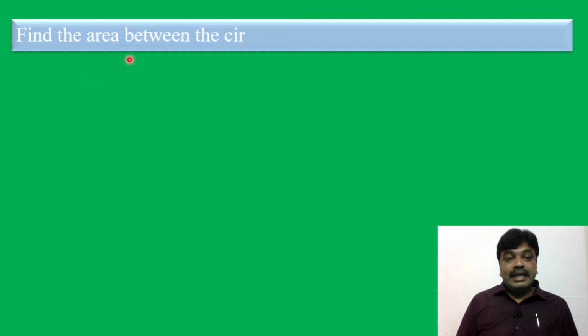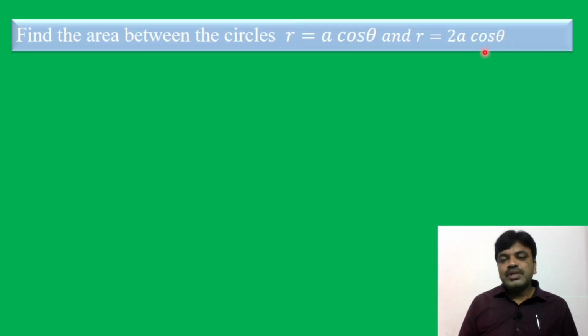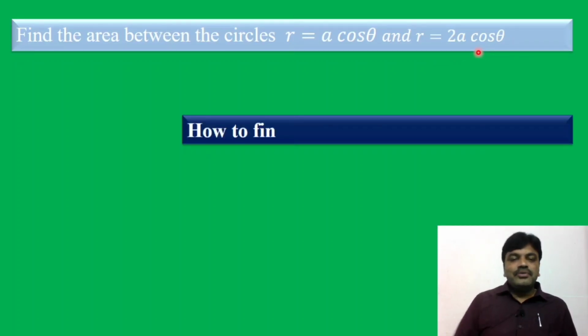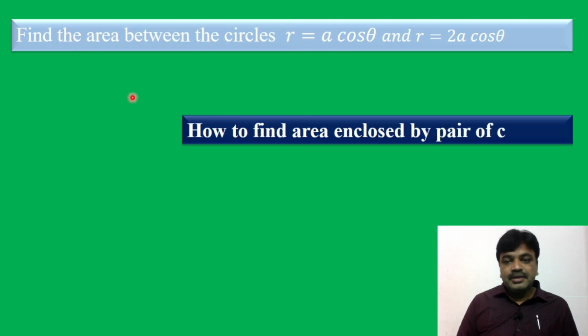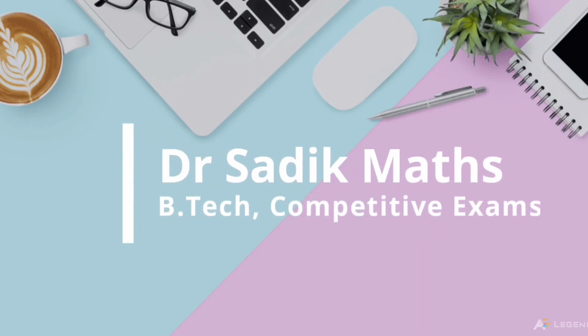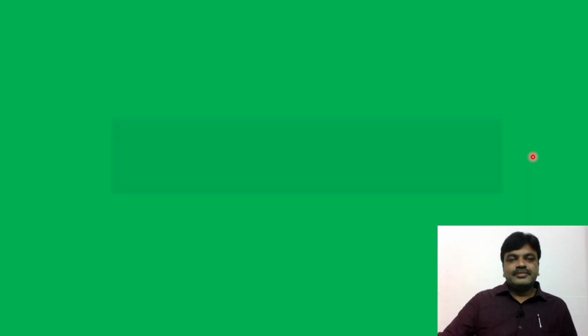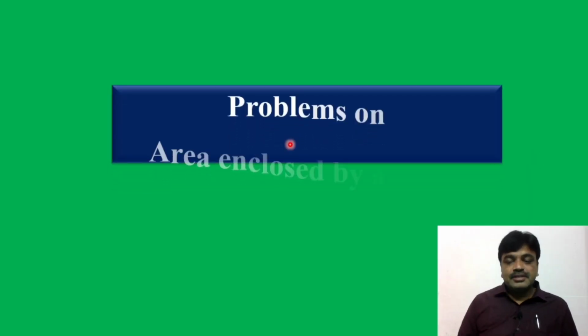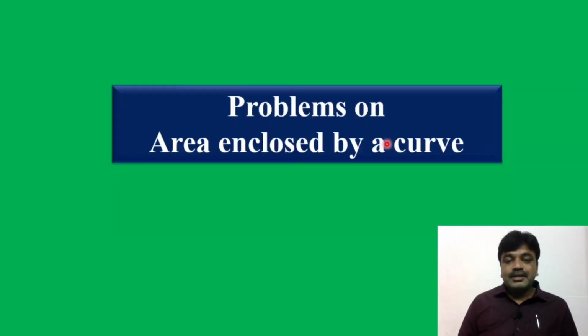Find the area between the circles r equals a cos theta and r equals 2a cos theta. How to find the area enclosed by a pair of curves? Today we discuss problems on area enclosed by curves. Let us see the problem.